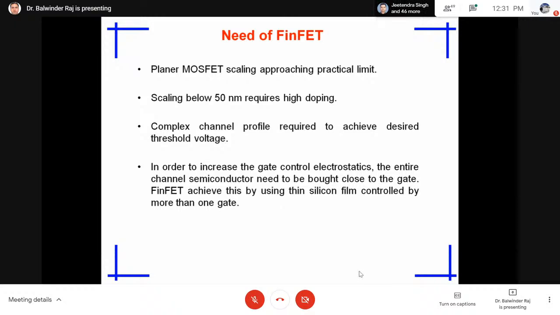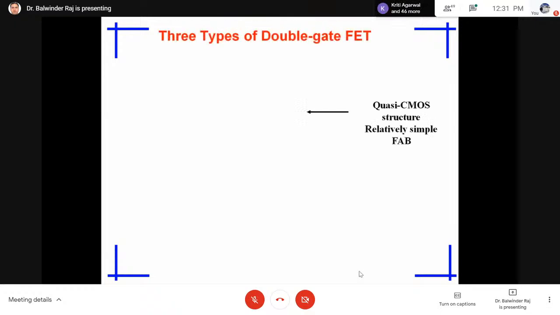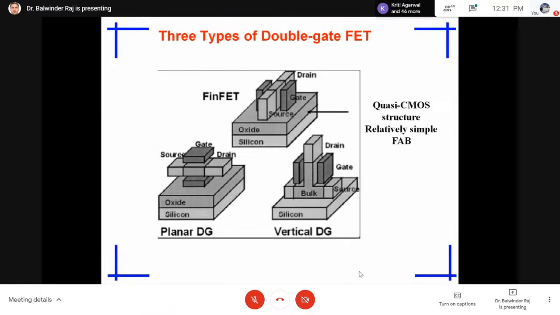So accordingly, if we keep on increasing the number of gates, the driving capability enhances further, but there are a few challenges in terms of the interconnects and in terms of deriving the mathematical model, as well as during fabrication, there are so many challenges if we increase the number of gates. So next is the tri-gate, three types of the double gate FinFET.